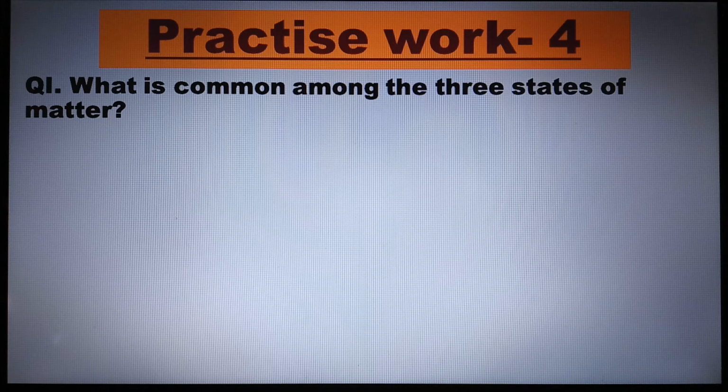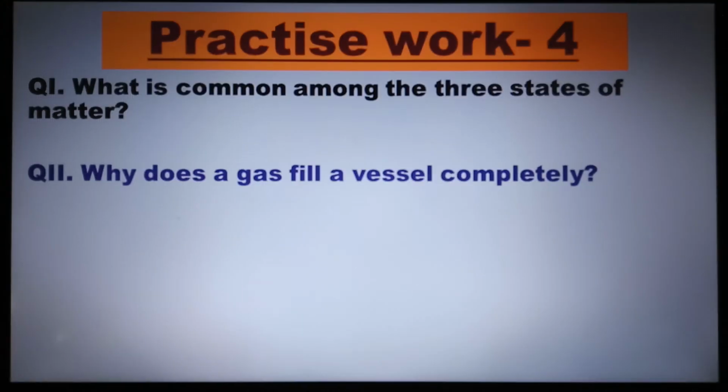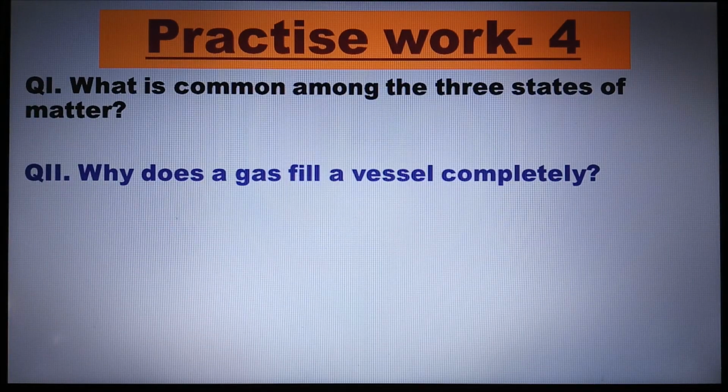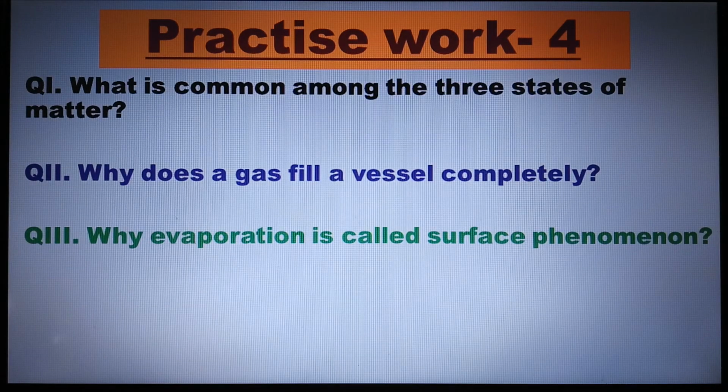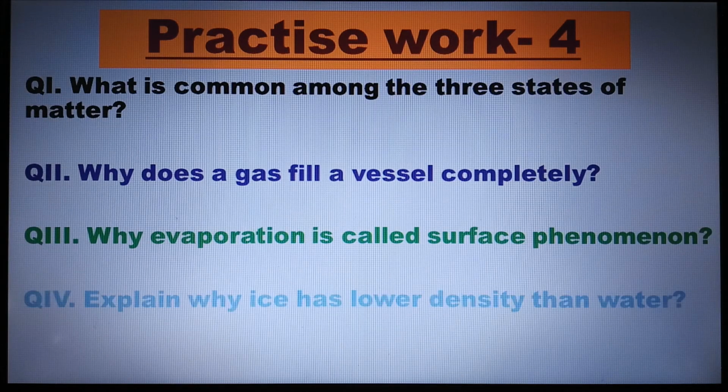What is common among the three states of matter? Why does a gas fill a vessel completely? Why is evaporation called a surface phenomenon? Explain why ice has lower density than water. Complete this. Discuss with me if you have any doubt.